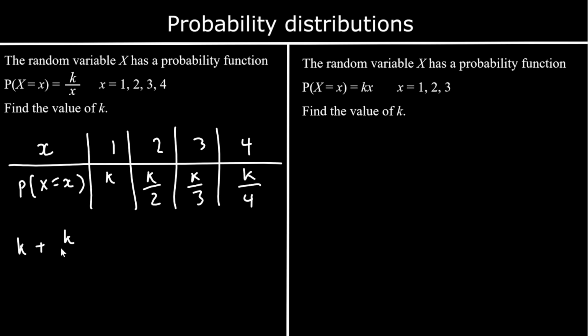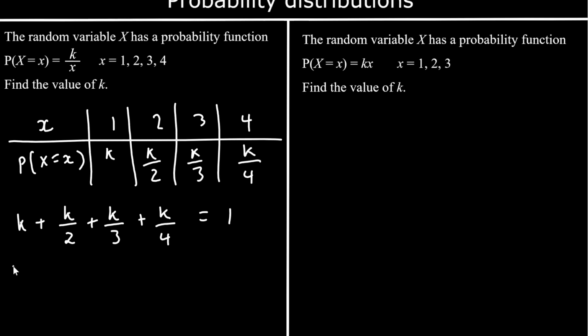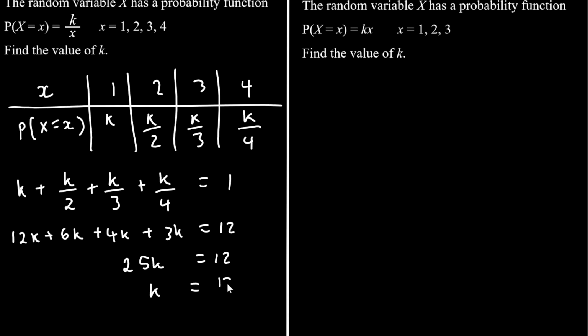k plus k over 2 plus k over 3 plus k over 4 has to equal 1. I'm going to multiply through by 12 here. I'll get 12k plus 6k plus 4k plus 3k equals 12. So add up all of my k's. So I've got 25k equals 12. So k must be 12 over 25.